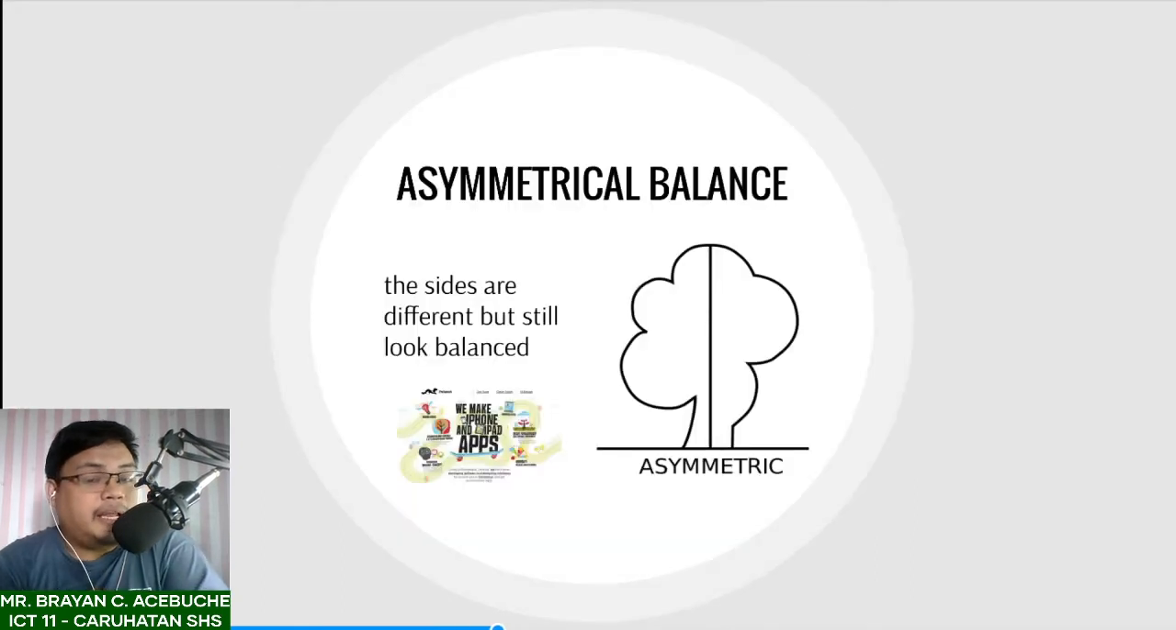We also have asymmetrical balance. Hindi sila equally divided, pero it looks balanced pa din. So the sides are different, but still look balanced. Look at this example. They have the emphasis on the text, talagang bold yung pagkakasulat, and hindi rin naman pantay yung total design. Pero look at the distribution of the objects. We have the three icons on the left and then three icons on the right with their corresponding labels. So that is what we call asymmetrical balance.